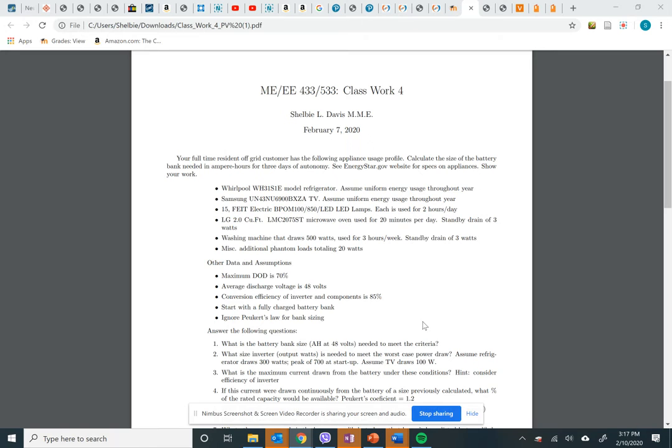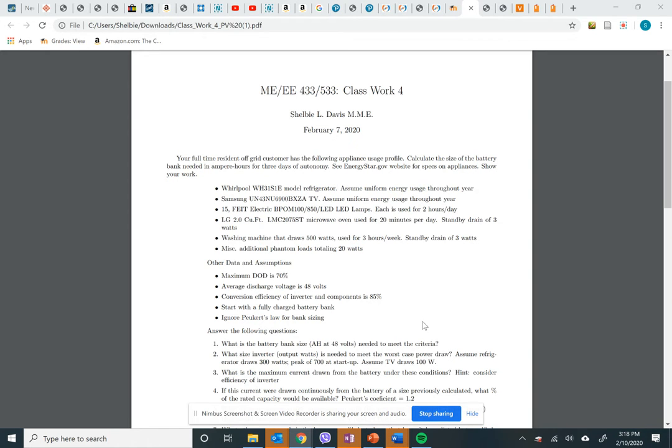And we have some other assumptions. So we have DOD, that's depth of discharge. Depth of discharge is how much you're discharging your battery. Okay, so your battery is kind of like a gas tank. It has a capacity just like your gas tank. Gas tanks are in gallons, batteries are in amp hours.